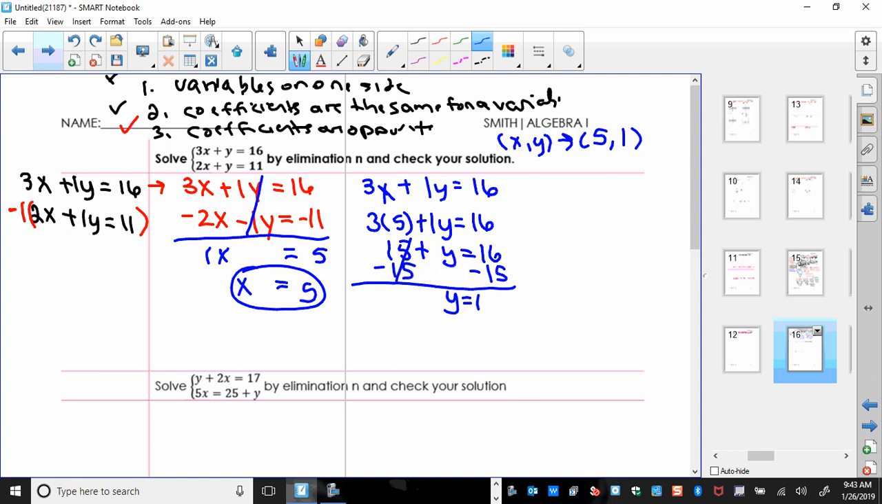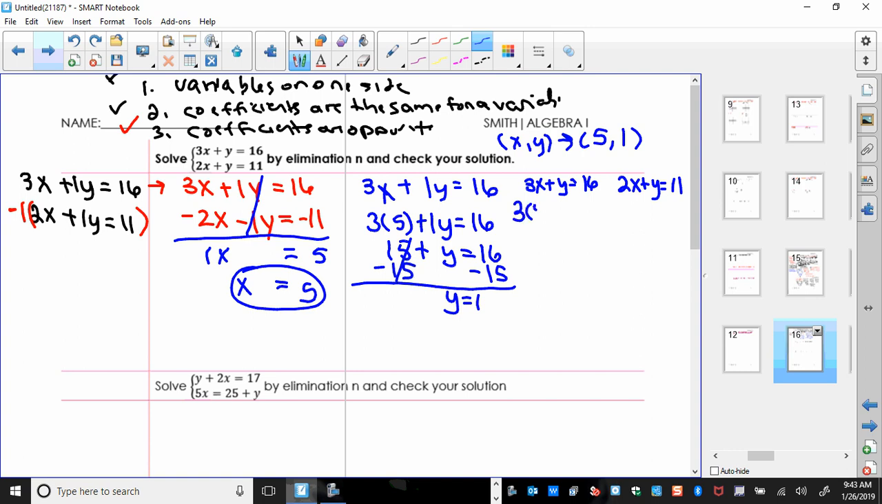So we check both equations. We have 3x plus y equals 16 as one equation. The second equation is 2x plus y equals 11. Is it true for both equations?